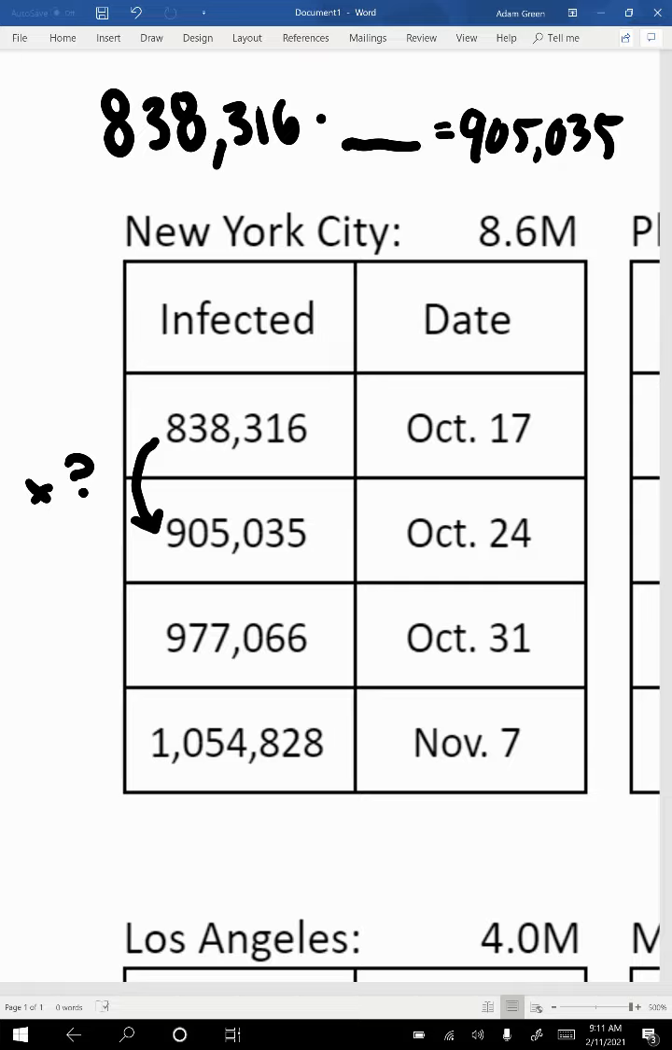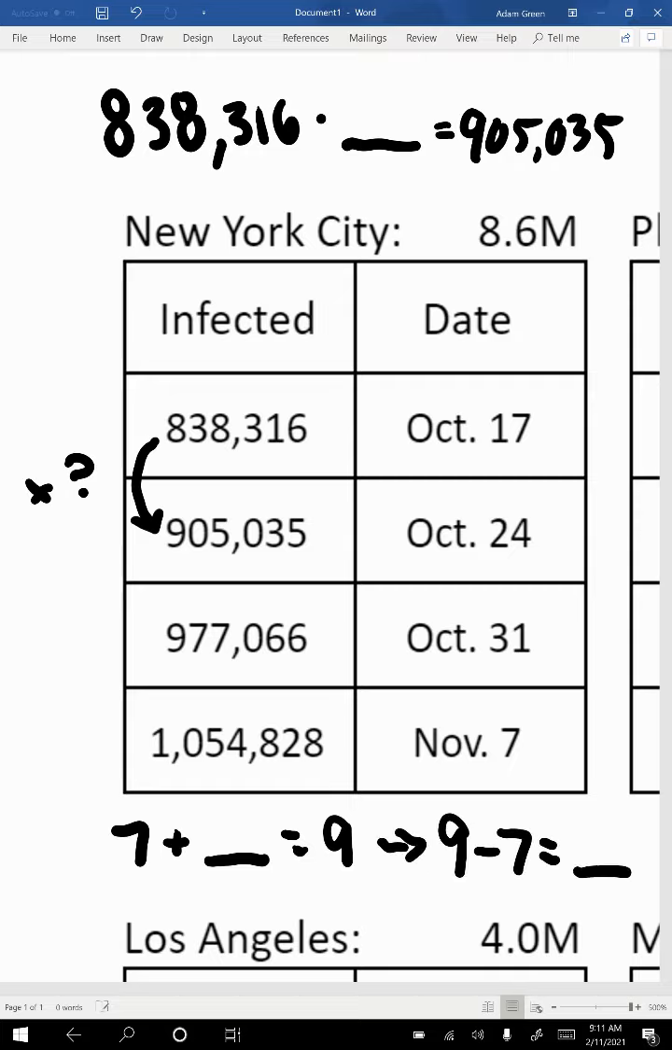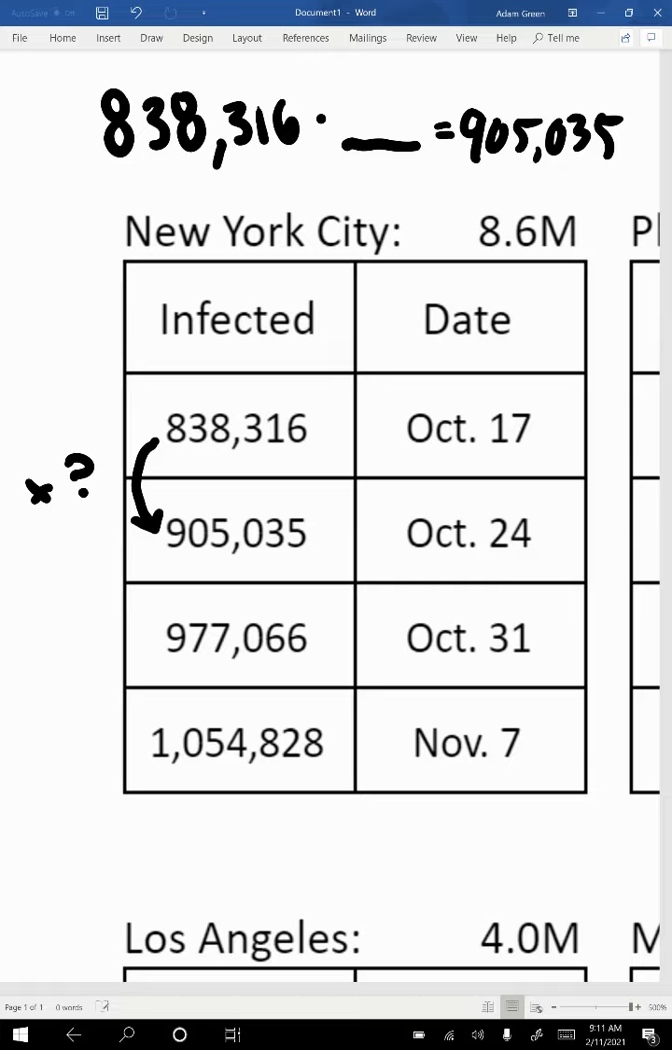So we've done this before with addition. So for instance, if I said 7 plus what gives us 9, well, we can turn that into 9 minus 7 gives us that what? And the way we do that is by doing the opposite of addition. We're going to do the same thing here. We're going to say, instead of 838,000 times something, we're going to say, well, what is 905,000 divided by 838,000?